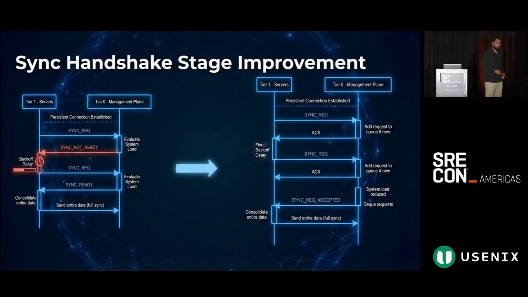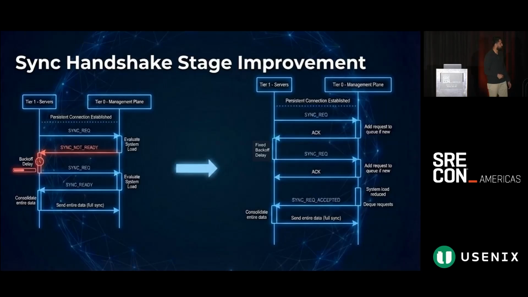With all these improvements now, the sync handshake stage started looking a bit like this, wherein the servers, after a persistent connection is established, would send a sync request. The management plane, because it was seeing the sync request for the first time, would add that request to the queue. Then there would be a fixed backoff delay of 20 minutes based on the explanation I gave on the previous slide. And it would again send a sync request. This time around, this request was not even added to the queue because the management plane already had it. It just had not come to process it.